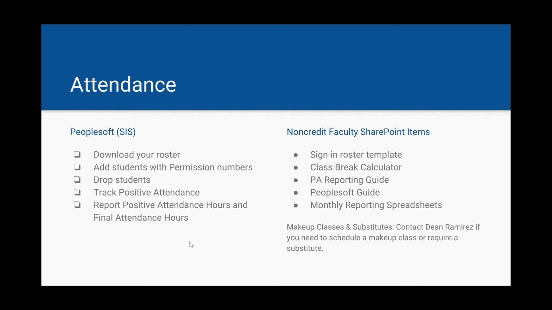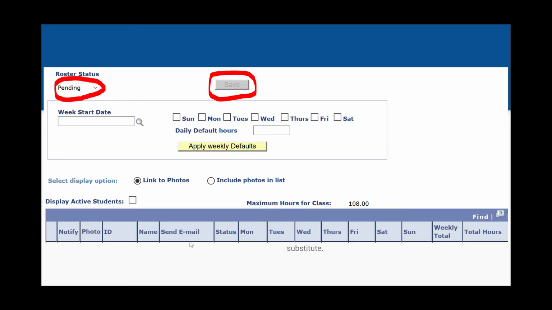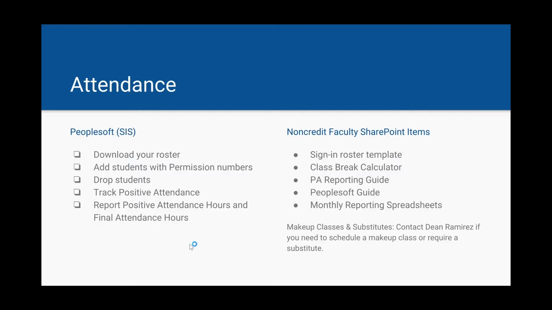At the end of the semester, you'll be asked to report your final attendance hours. If you've kept your digital roster throughout the semester, this is a fairly simple process. From your PeopleSoft account, go to your positive attendance roster. On the drop-down menu, select Posted, and then click Save. Your positive attendance roster should be gray and uneditable.